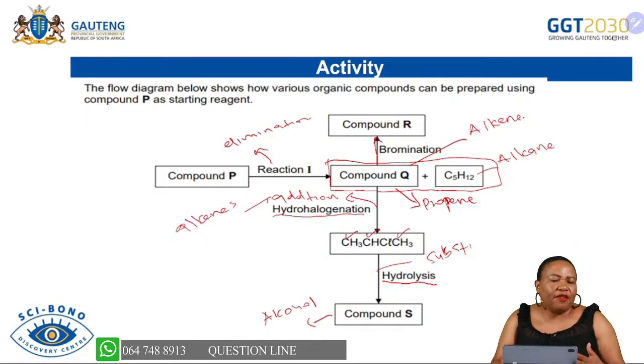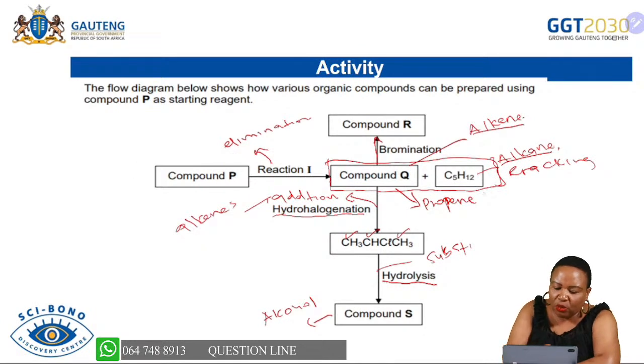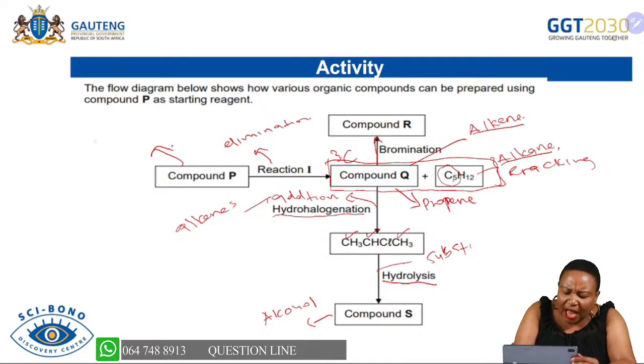And then this one, because it's an alkene forming with an alkane, is going to be our cracking, from a larger molecule to smaller useful ones. Now, how do I identify my compound P? I already know that there are 5 carbons here and 3 carbons here. So 5 plus 3 gives me 8. It means this is going to be octane, which is an alkane with an 8 carbon chain.